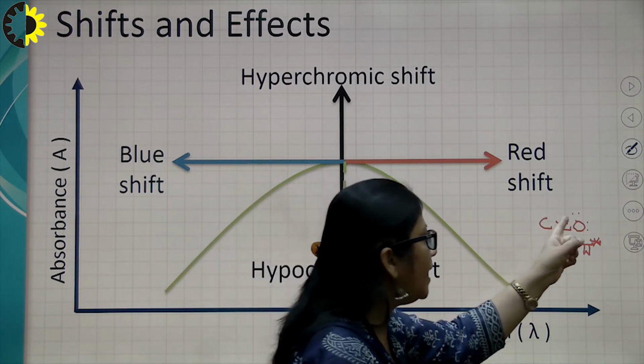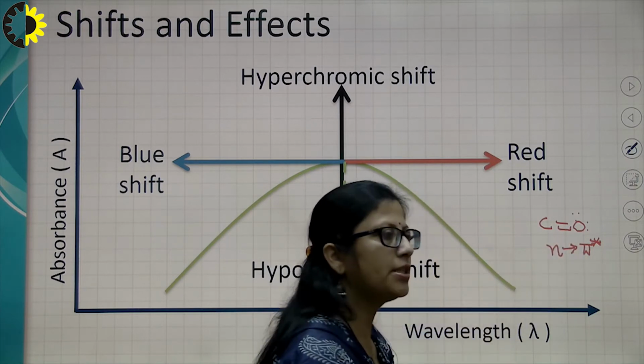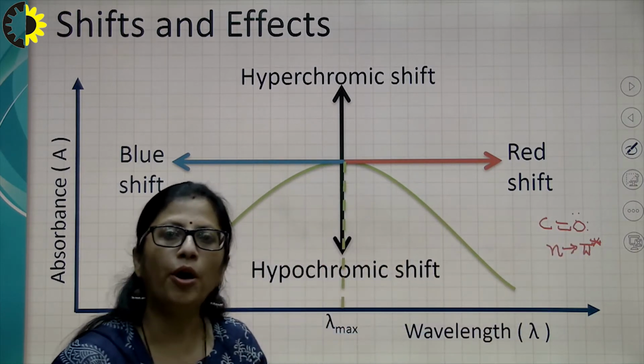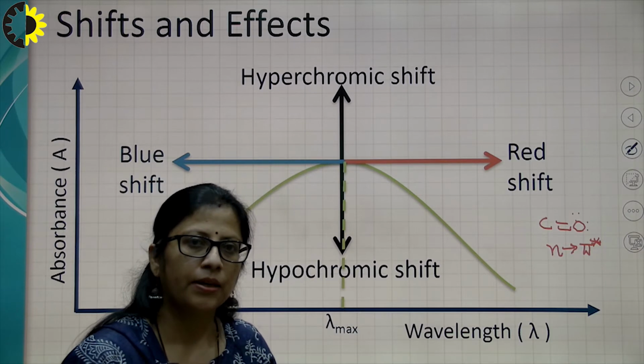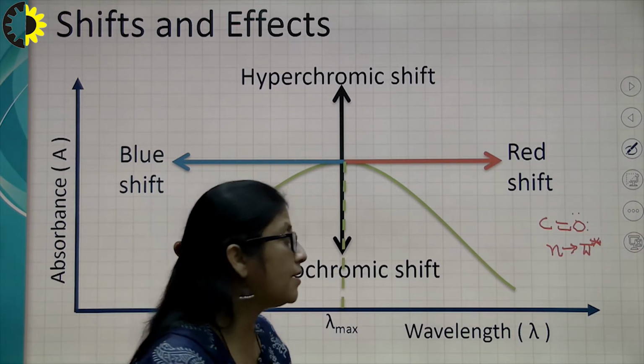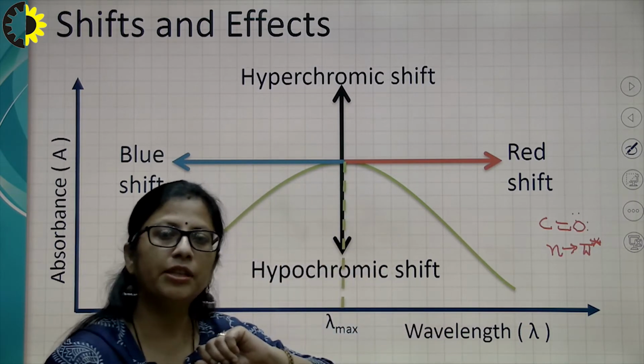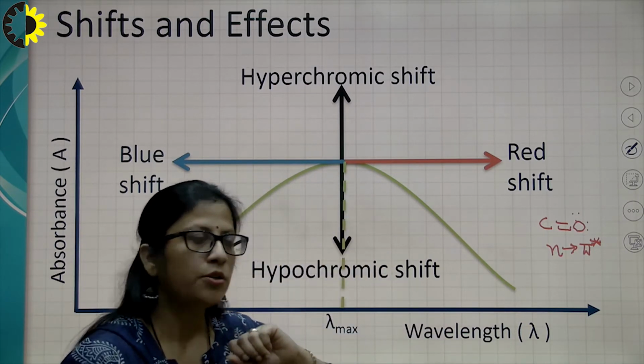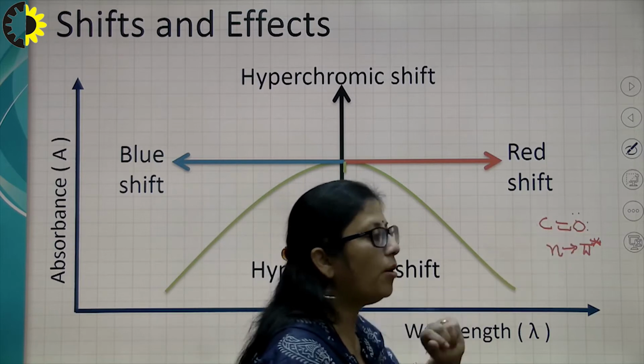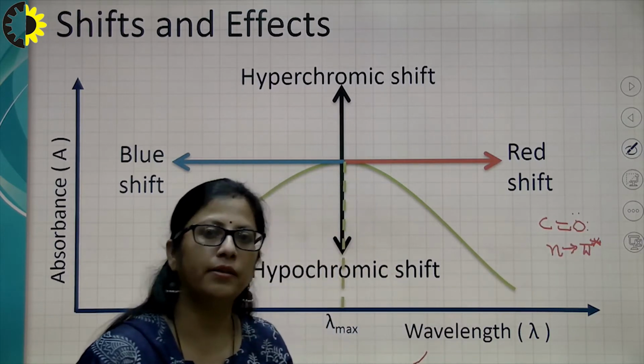Then these n electrons, the lone pair of electrons, tend to form a bond with the solvent. They can form a hydrogen bond. Now, these non-bonding electrons get bonded with the polar solvent. So, to excite these non-bonding electrons, you require higher energy.